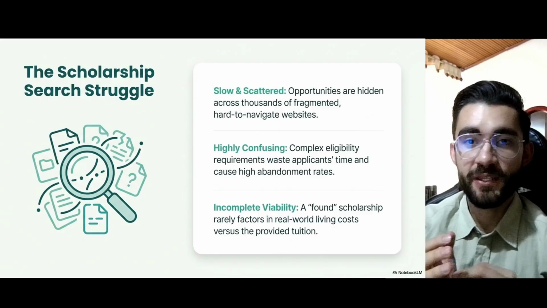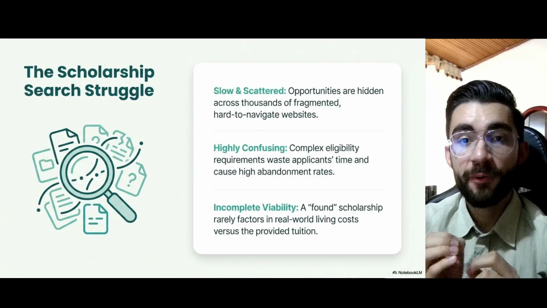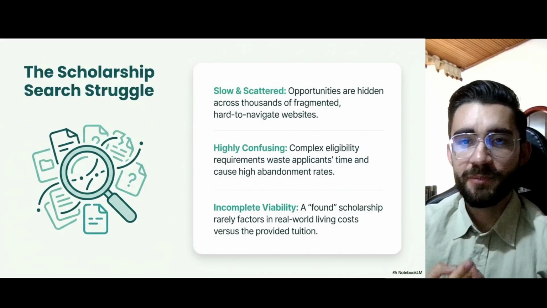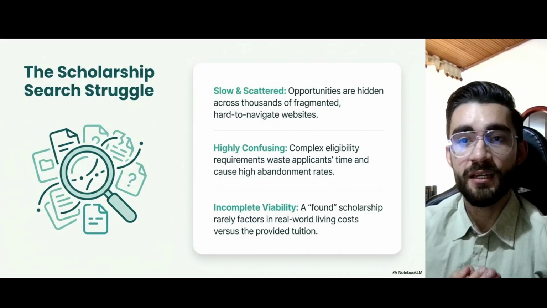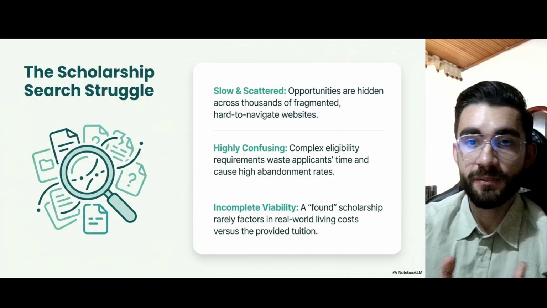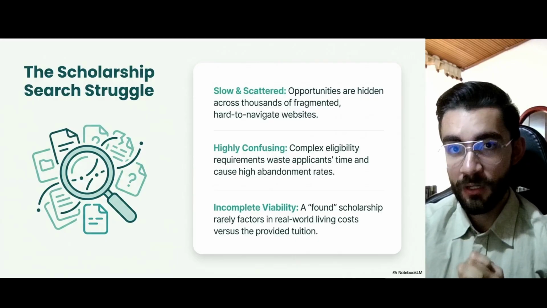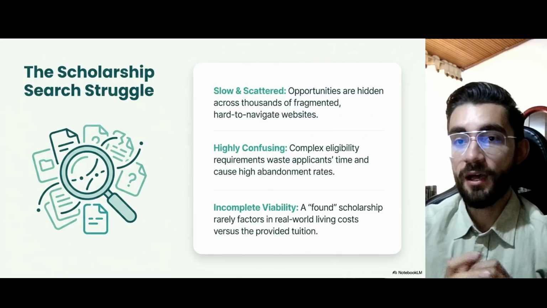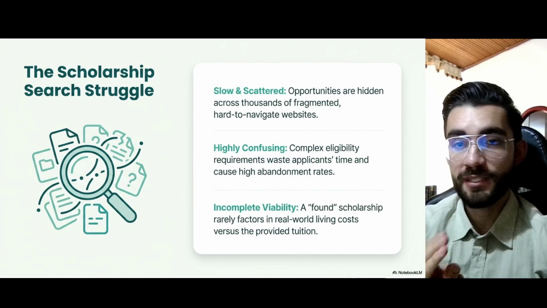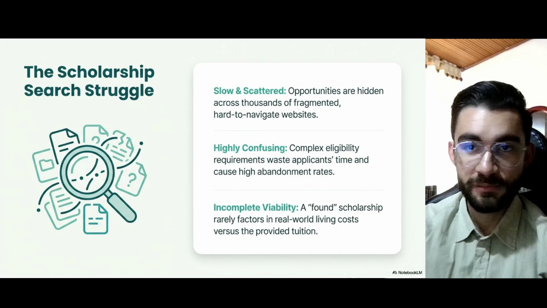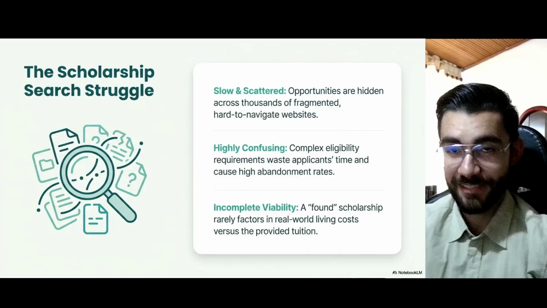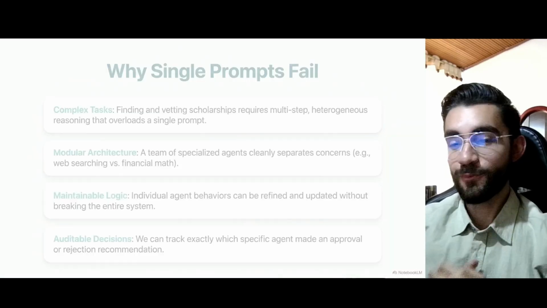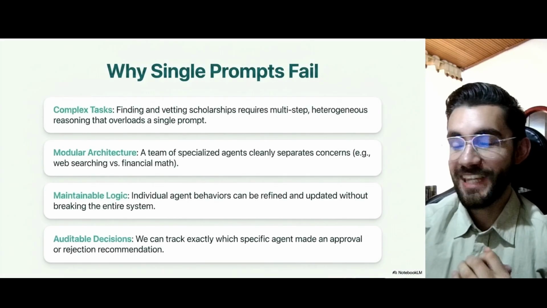The information is spread across hundreds of websites. Every program has different rules: level, languages, nationality, GPA. And the biggest problem: a scholarship you find is not always viable. Many cover only tuition, but not housing, food, or transport in another country. Students need help, not just a list of links. So that is where the agents come in.